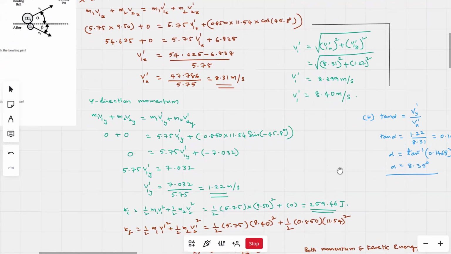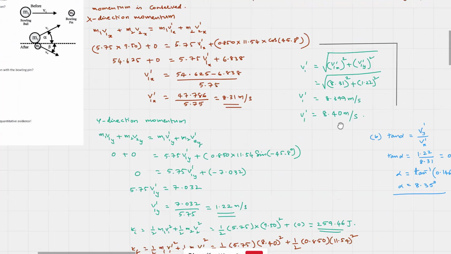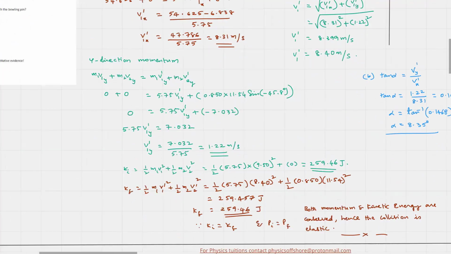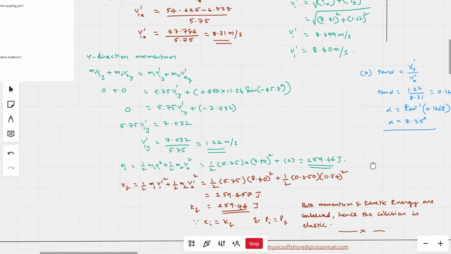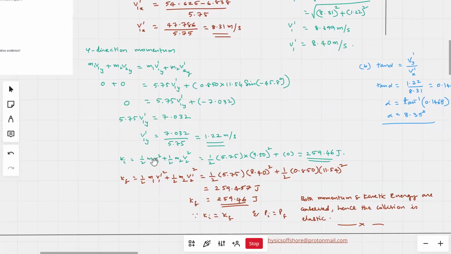Now we have to check whether the collision is elastic or inelastic. So for that, we have checked the momentum. Now we have to check the kinetic energy. If the kinetic energy before collision is equal to the kinetic energy after the collision, then the collision is elastic. So for that, let us write the kinetic energy before collision. Kinetic energy before collision is equal to half m1 v1 square plus half m2 v2 square.